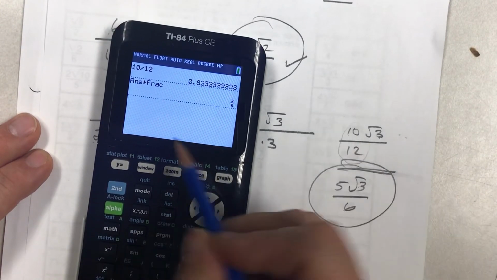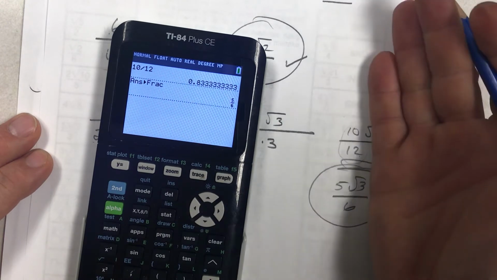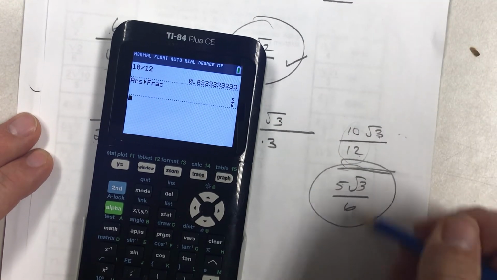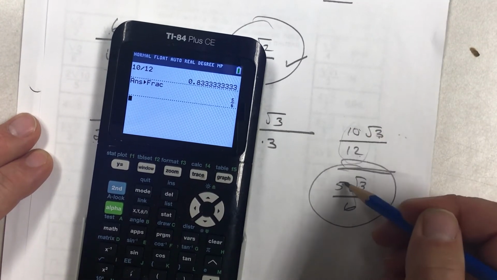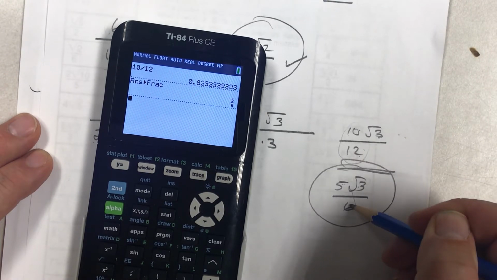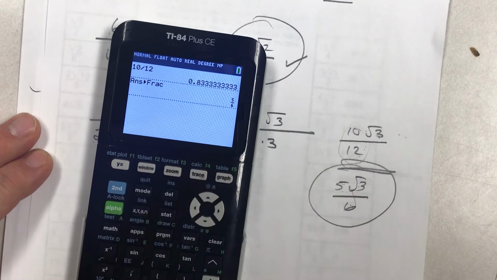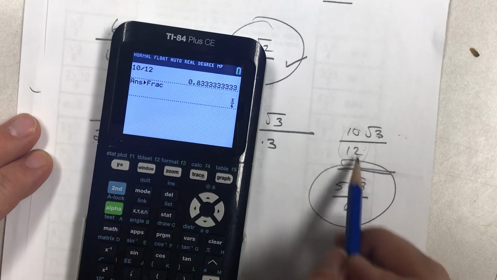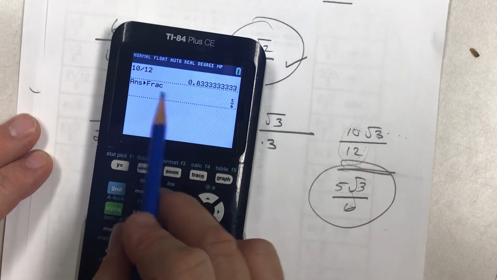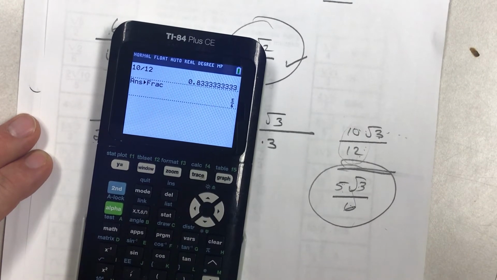So I put 10 on the top and 12 on the bottom. I just used the numbers, not the roots, and it simplified to 5 over 6. So I divided 10 by 2, divided 12 by 2. 10 divided by 2 is 5, 12 divided by 2 is 6. But I let the calculator do that. I just put in the numbers, not the roots. 10 over 12, math, enter. Done.